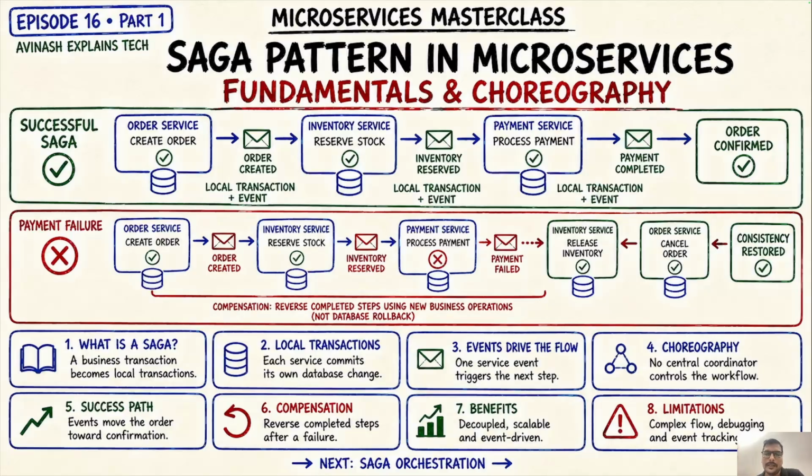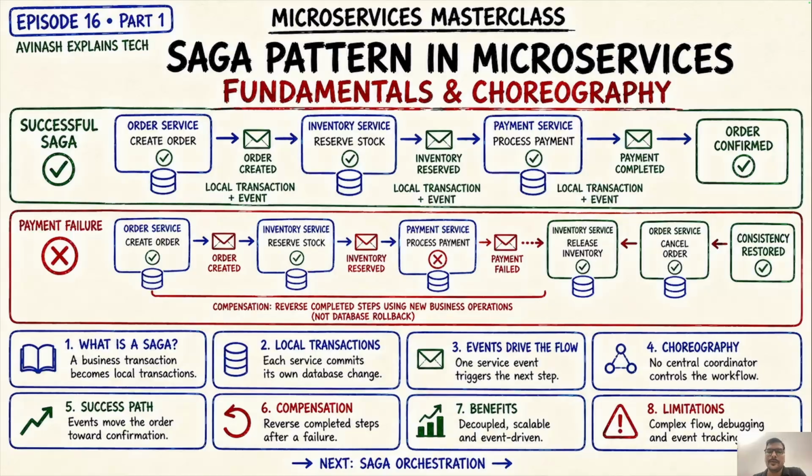Why do microservices need Saga? In a monolithic application, order, inventory, and payment tables may exist in the same database. We can update them inside one ACID transaction. If payment fails, the database can roll back the order and inventory changes. But in microservices, order service owns the order database, inventory service owns the inventory database, payment service owns the payment database. A local database transaction cannot control all three databases.